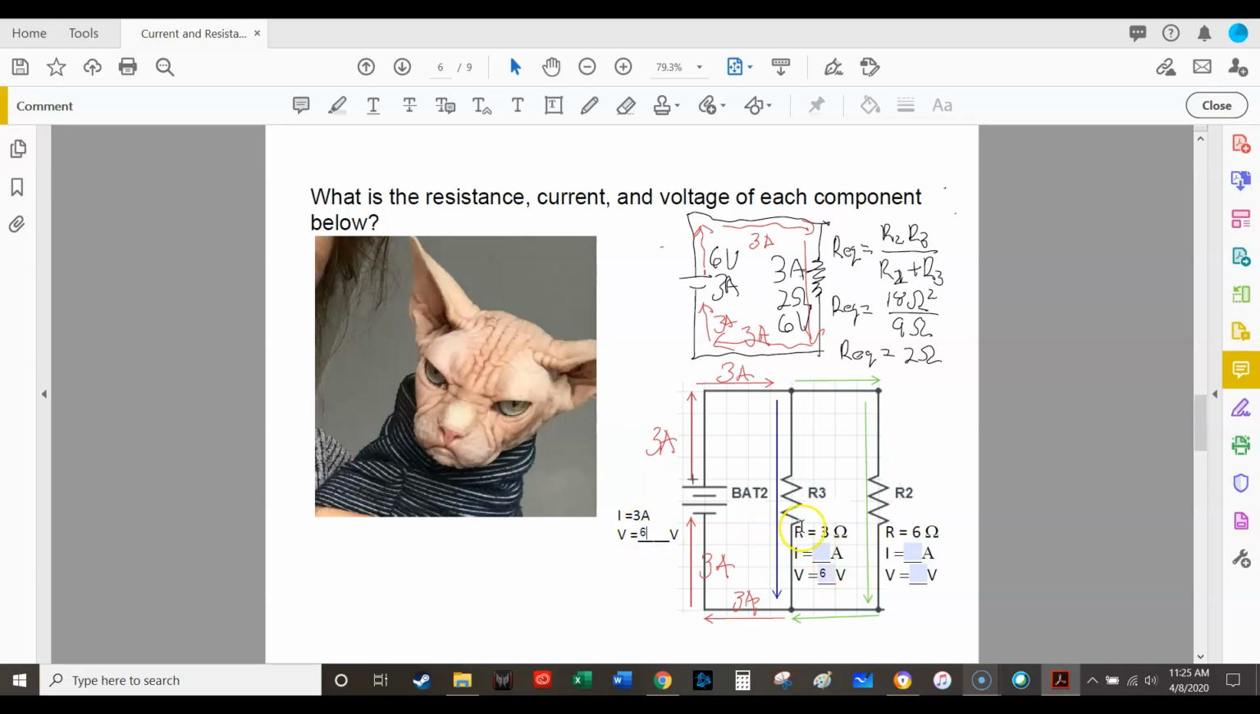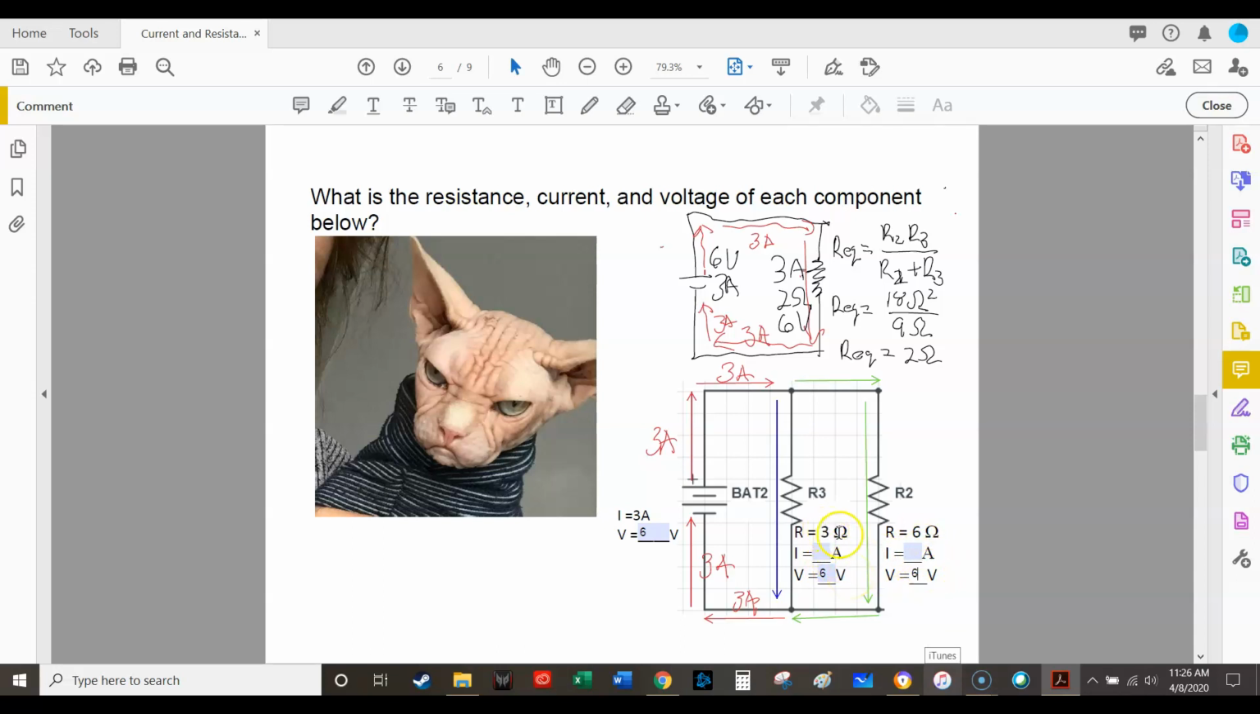If the battery is 6 volts and it's in parallel with R3, that is 6 volts. And R2 is 6 volts, because that is a consequence of Rule 3, which is the loop rule. 6 volts gets created, 6 volts gets consumed. Another way to do it is the outside loop is creating 6 volts, and R2 is consuming 6 volts. So we could do that. Pretty cool.